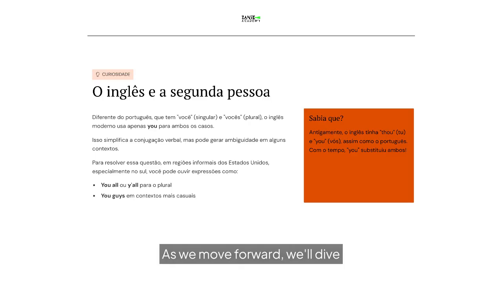As we move forward, we'll dive into practical exercises where you'll get to apply this knowledge. Understanding how to use you effectively will enhance your conversations and help you feel more confident in your English skills. So, let's keep building on this foundation and discover more about how we can use personal pronouns in questions and negative sentences.